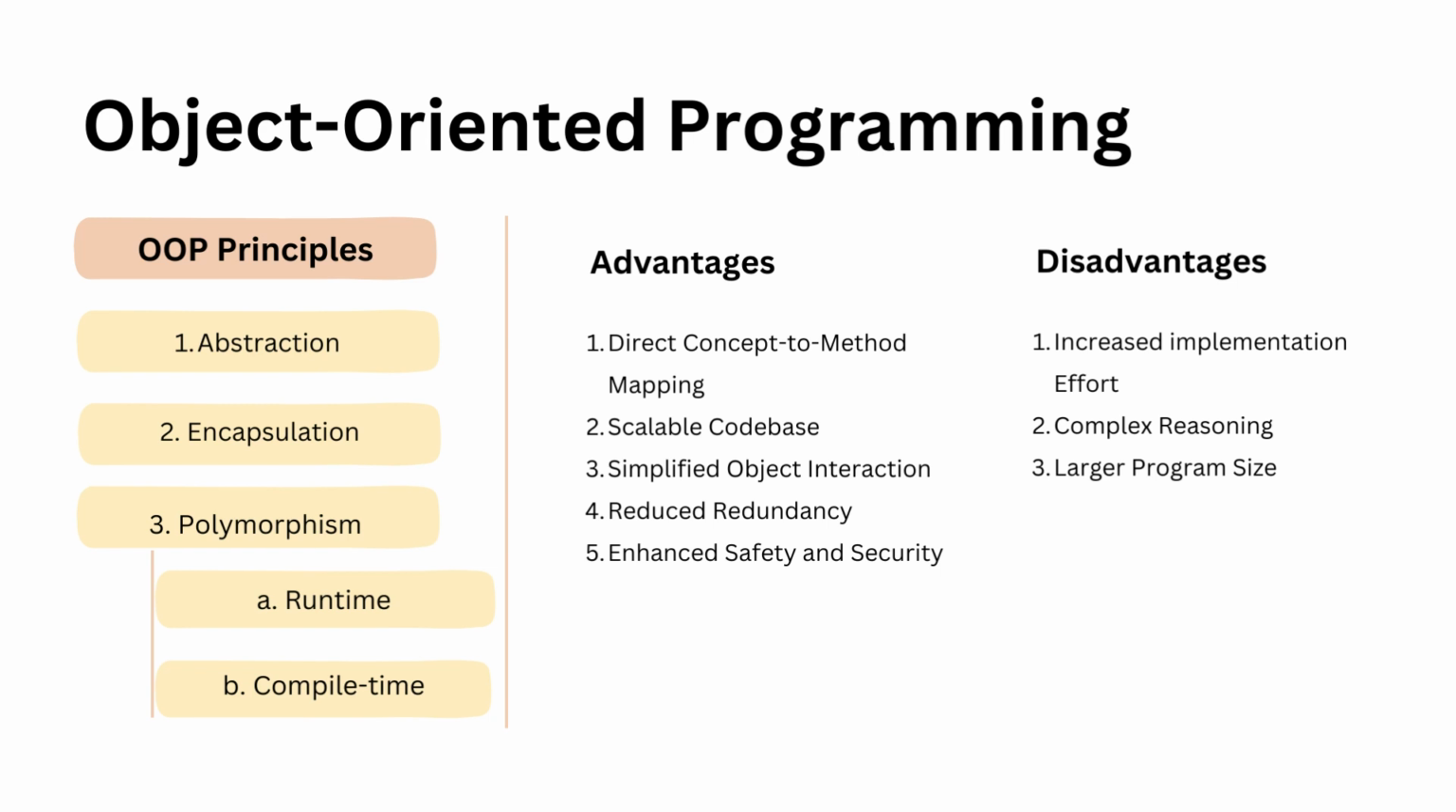OOP simplifies the interaction and communication between objects. Objects can send messages to each other, making it straightforward to represent relationships between entities. It's like having a conversation where each participant knows how to communicate. OOP promotes code reuse through the creation of reusable software components. This reduces redundancy in the codebase, making it more efficient and easier to maintain. It's like having a library of tools that you can use across multiple projects.